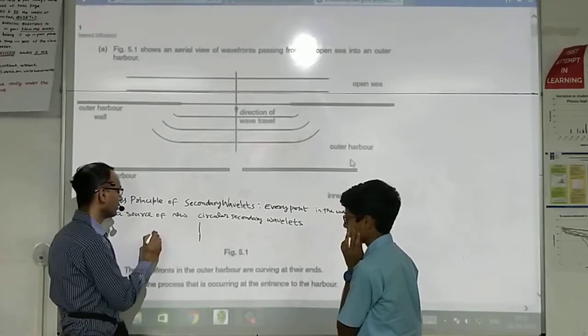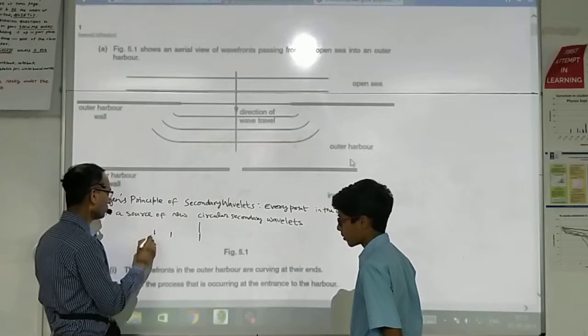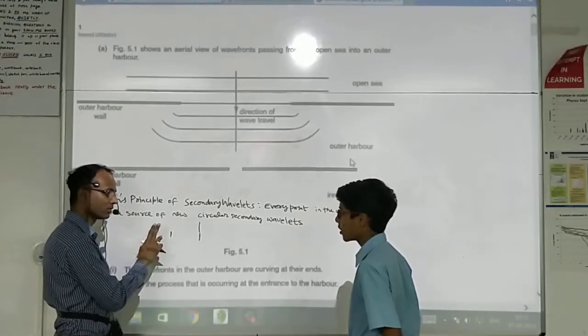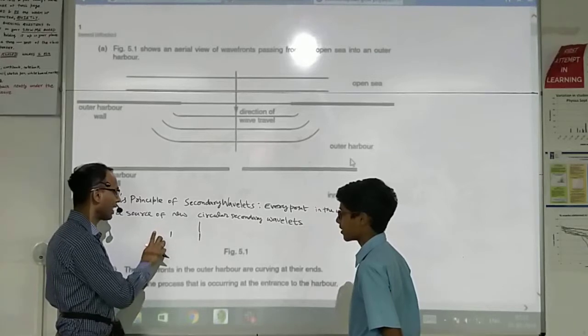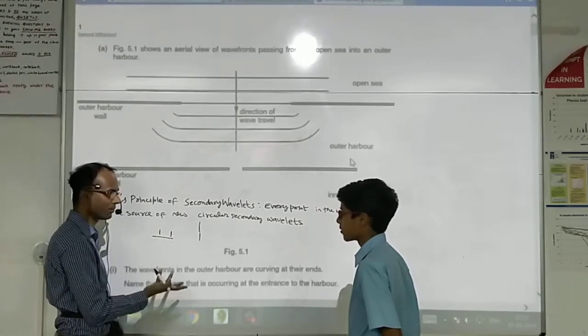But if you start with the situation where this is the gap and the wavelength is also the same size, it will diffract. If the gap becomes smaller than the wavelength, it will again diffract completely.